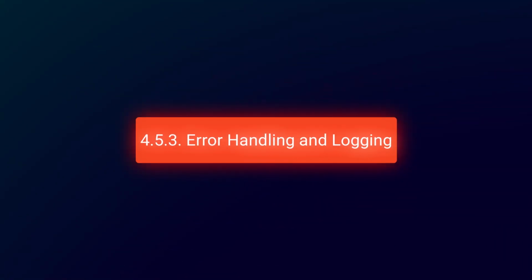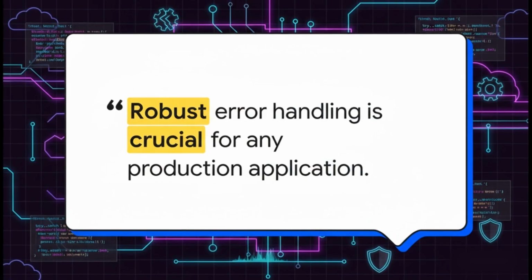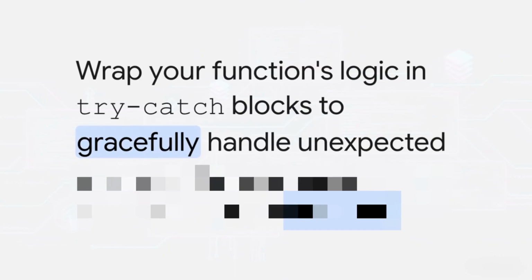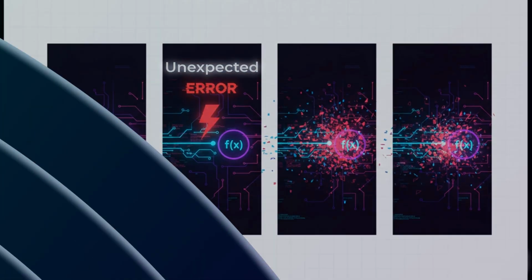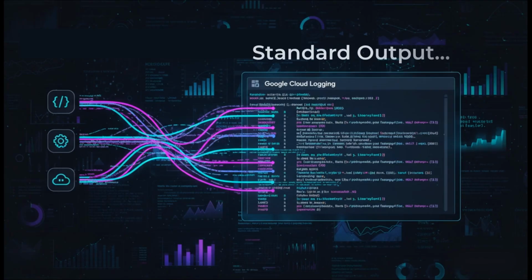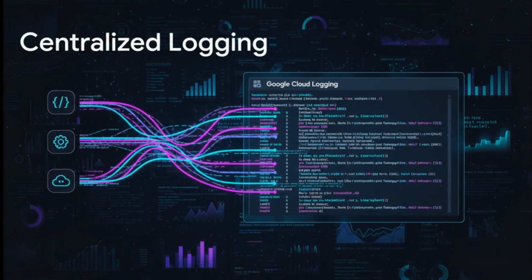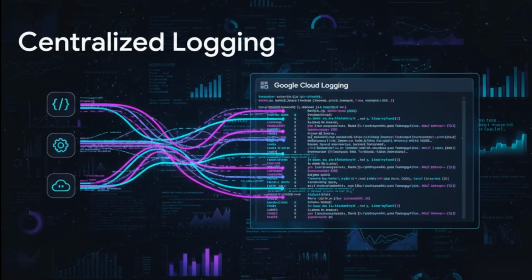Error handling and logging. Robust error handling is crucial for any production application. You should wrap your function's logic in try-catch blocks to gracefully handle unexpected errors. Cloud Functions automatically send standard output from console logs to Google Cloud Logging. This centralized log provides a way to monitor function execution and debug issues in a production environment.